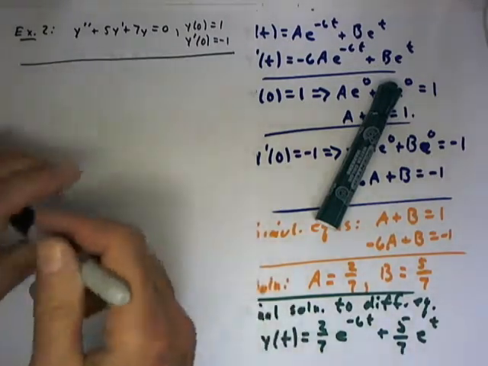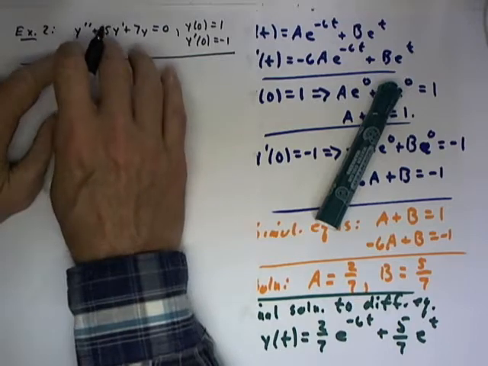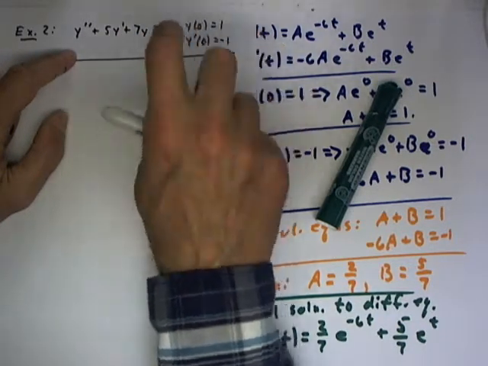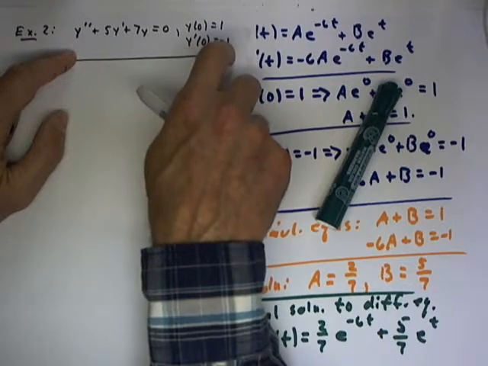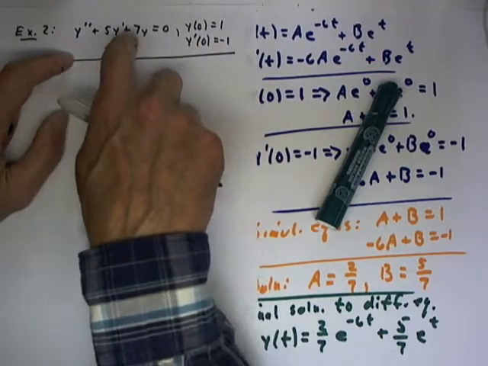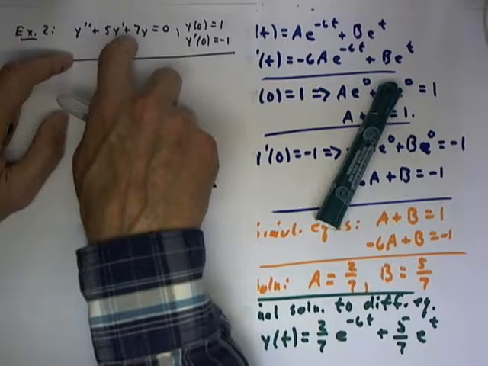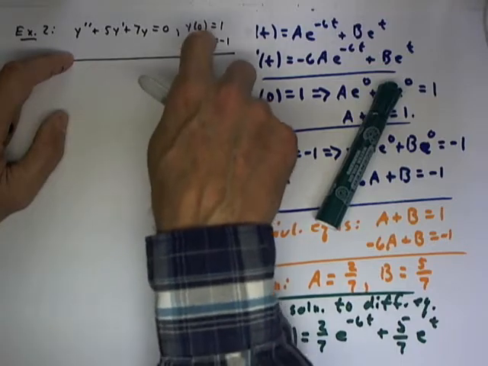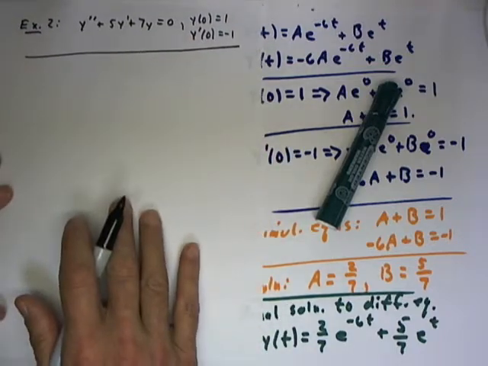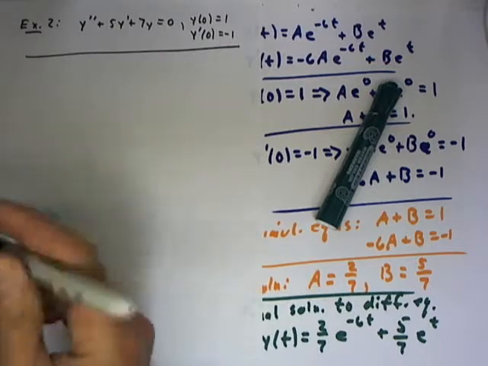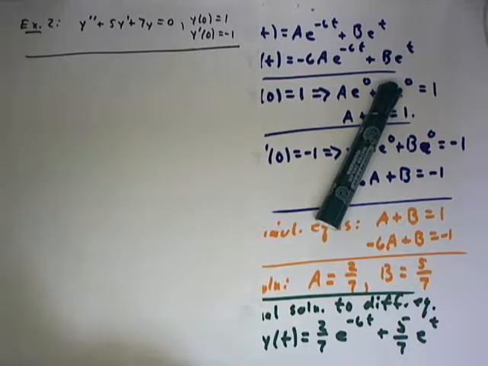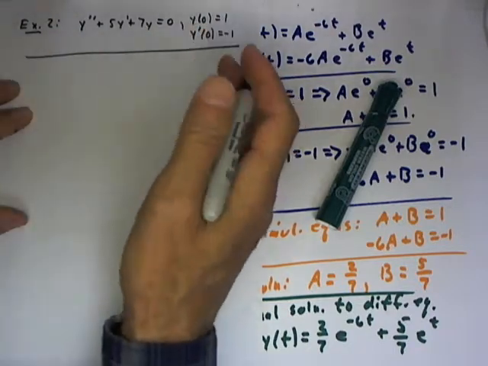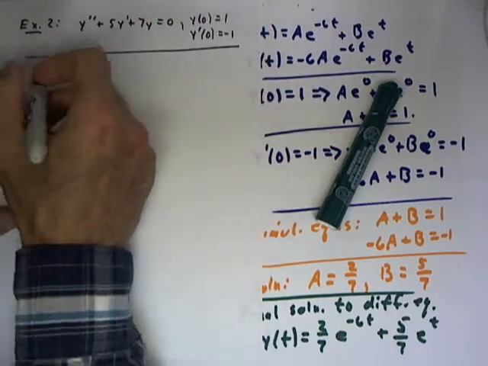Okay, our second example. y double prime plus 5y prime plus 7y equals 0, with y of 0 equal 1, y prime of 0 equals negative 1. Very similar to our last equation, except in our last equation this plus 7 was negative 6. Our initial conditions were the same as what we have here. And these initial conditions are fairly simple conditions to handle numerically and algebraically.